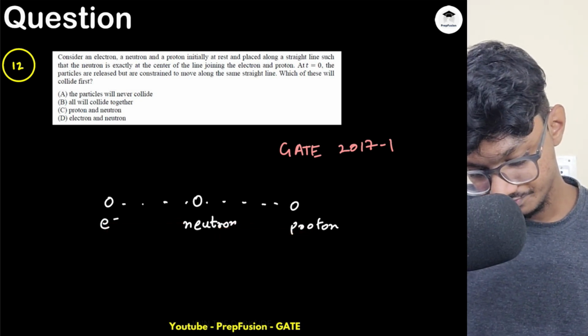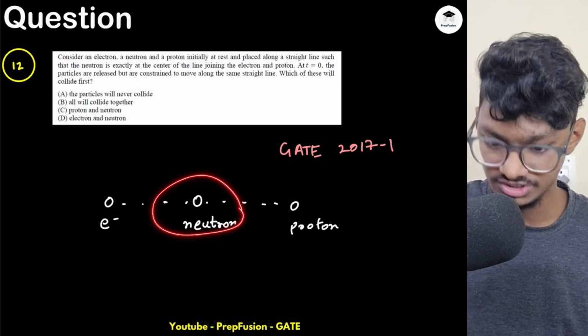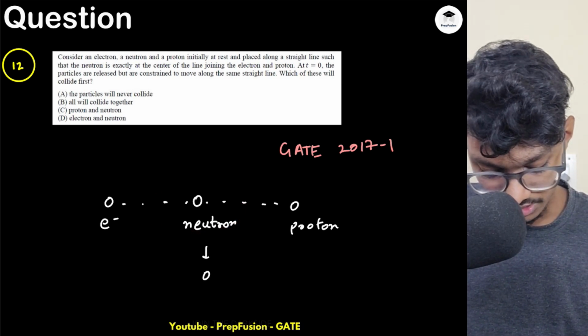So how do you know which one will collide first? First of all, the neutron has zero charge.